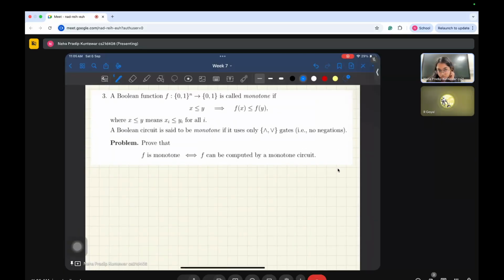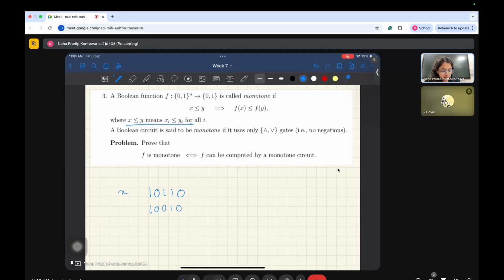A Boolean function is called monotone if x is less than or equal to y, then f of x is less than or equal to f of y, wherein x and y are zeros and ones. But what does it mean that x is less than or equal to y? Let's say x is a Boolean n bit string, and y is also a Boolean n bit string.